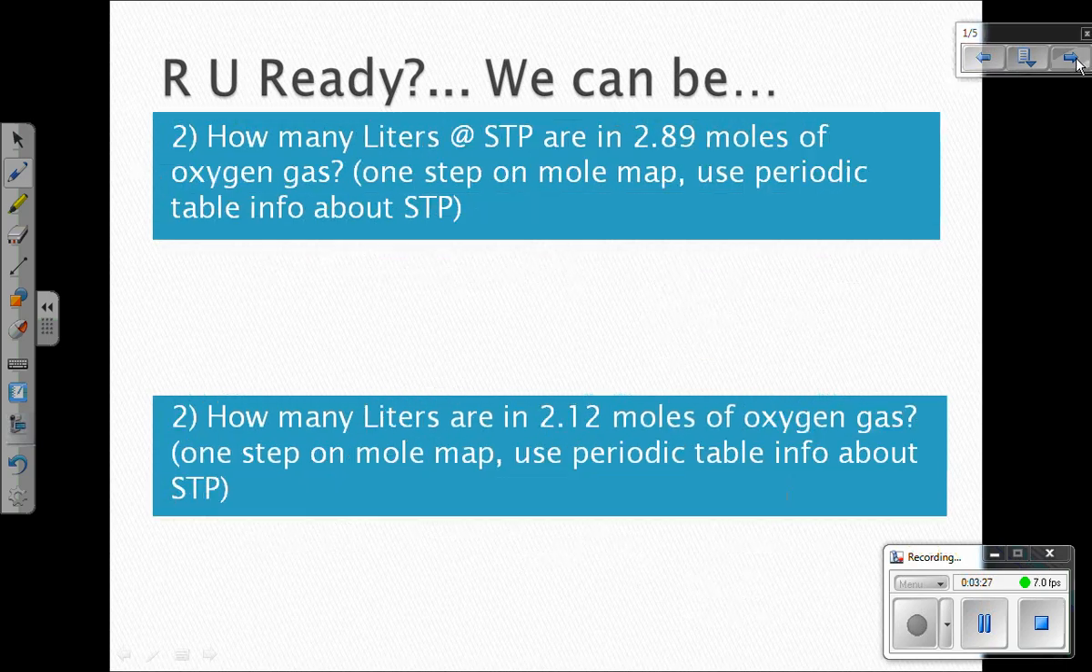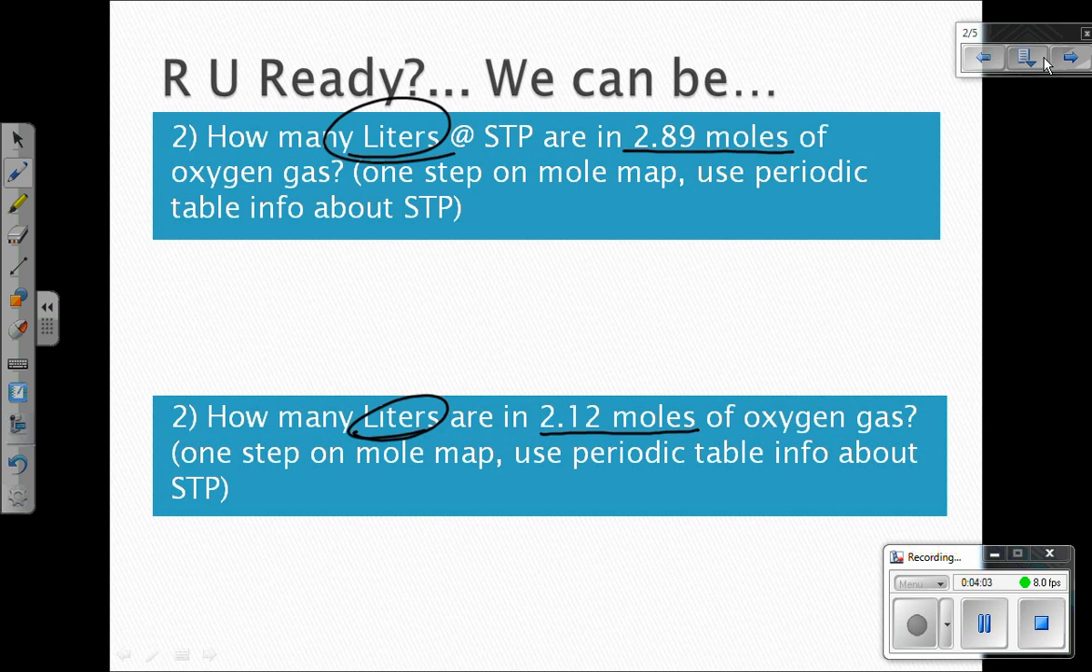Our next one, number 2. Now we were looking for liters and we were given moles. The key thing about this is on our roadmap, we have moles in the middle. On the previous one, we had mass, so we went from moles to mass. If we look at our roadmap, we have moles and then we can also go to volume. Well, volume is our liters value. So that's why I said it was one step on your mole map.